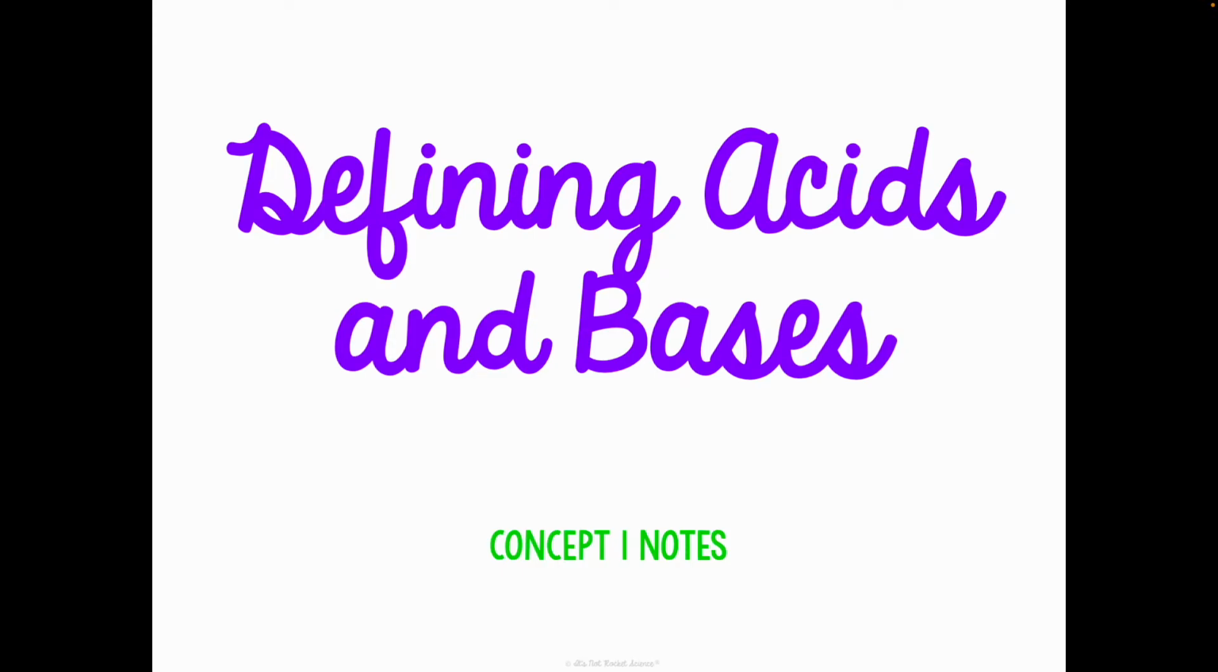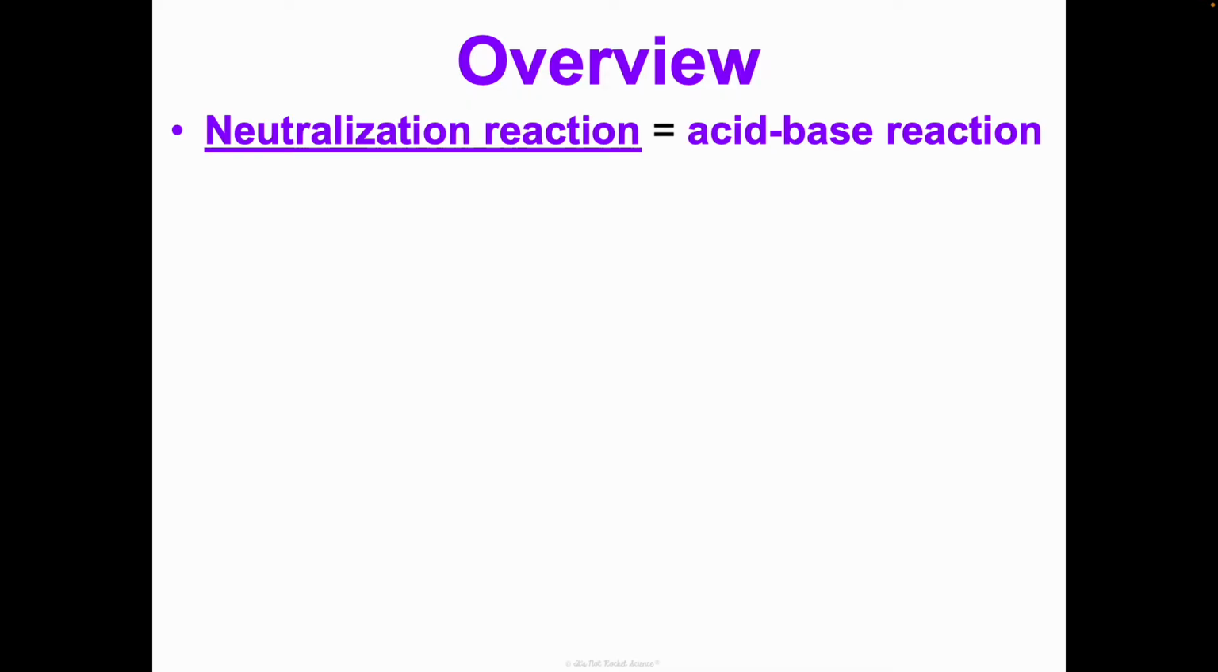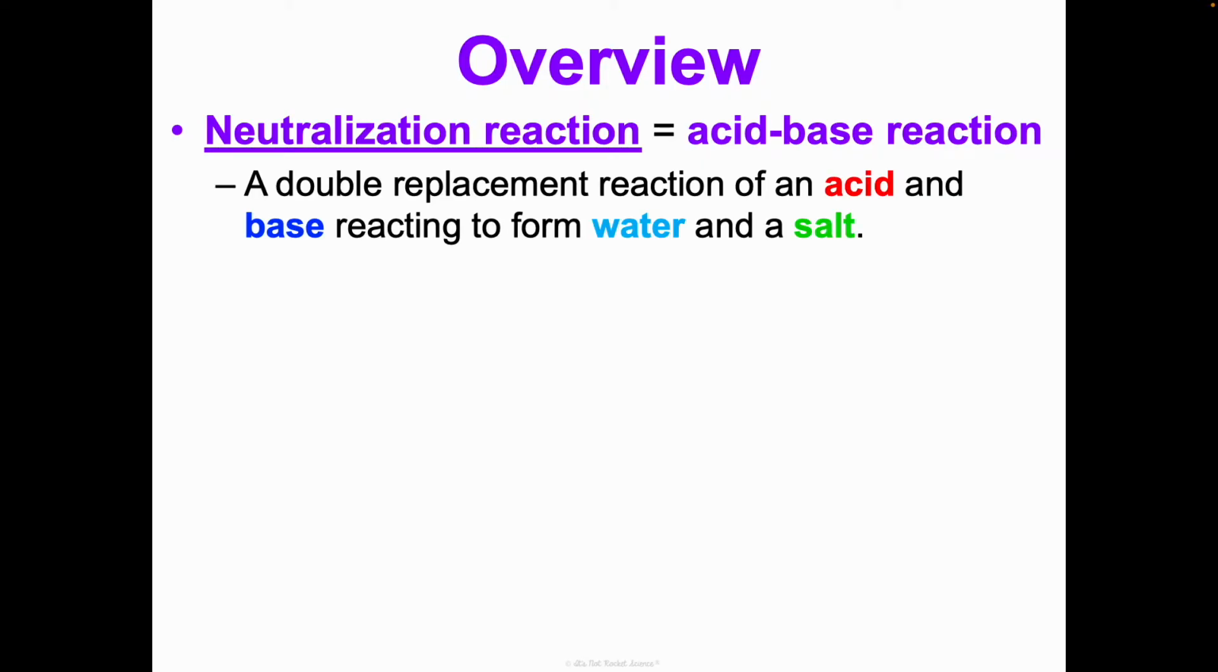This is Concept 1 Notes in our 9th unit on acids and bases, and we are going to be talking about how to define acids and bases. So, a little overview. I have mentioned neutralization reactions before. This is another word for an acid-base reaction, and it is a specific type of double replacement reaction of an acid and a base, and they react to form water and salt.